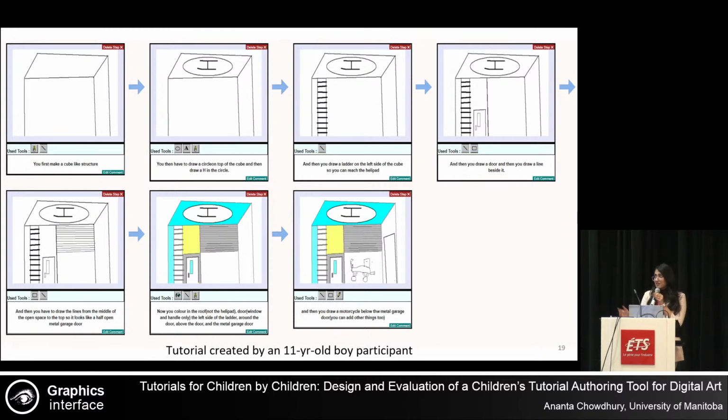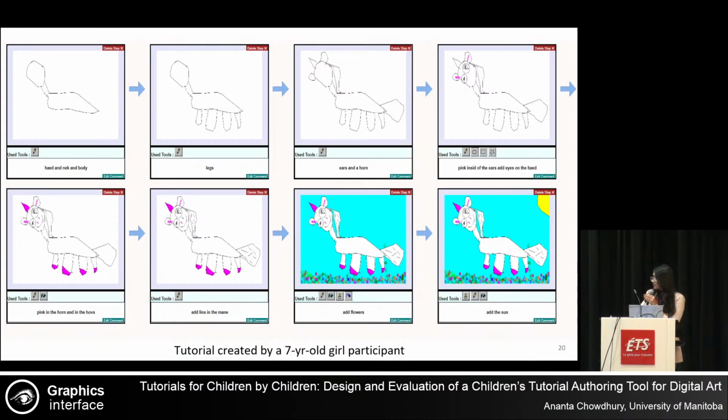So let's look at another example. This was created by a 7-year-old girl participant. She was having difficulties using the keyboard and spelling the words, but still she put a lot of effort into crafting the comments. As you can see, each step had one comment attached to it.